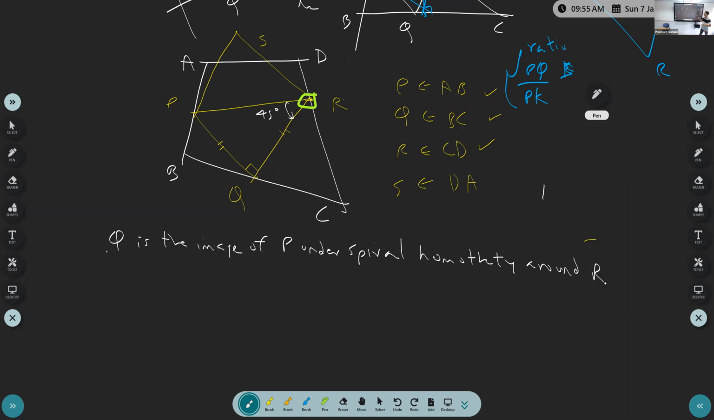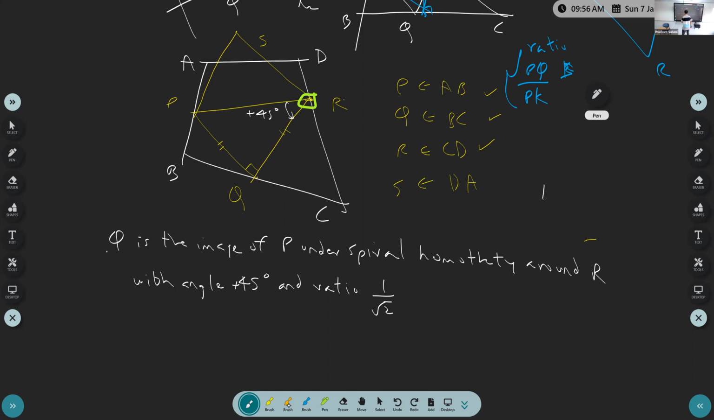So spiral homothety requires three inputs. First is what is the center of homothety, which is R. Then how much is the angle? And I should say clockwise or anti-clockwise. Let us say I just use signs to convey that information. Positive is anti-clockwise. And the ratio will be 1 upon root 2, right? Because of 45, 45, 90. So if I apply this operation to the point P, then that will go to the point Q.